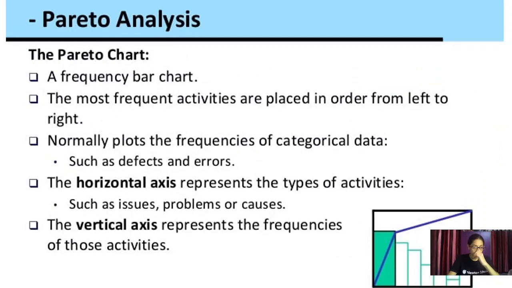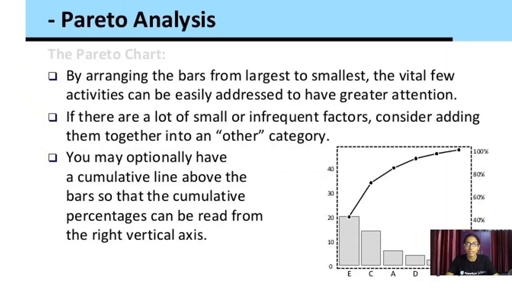The Pareto chart is a frequency bar chart. The most common, most frequent activities are placed in order from left to right. Normally, when the plot is built, it is a categorical graph between frequency and error or defect. There are x and y axes between the frequencies and the defects or errors. The horizontal axis represents the types of activities such as issues, problems, causes. The vertical axis always represents the frequency of those activities.